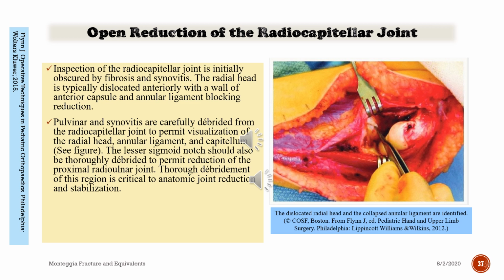Inspection of the radiocapitellar joint is initially obscured by fibrosis and synovitis. The radial head is typically dislocated anteriorly with a wall of anterior capsule and annular ligament blocking reduction. Pulvinar and synovitis are carefully debrided from the radiocapitellar joint to permit visualization of the radial head, annular ligament, and capitellum, see figure. The lesser sigmoid notch should also be thoroughly debrided to permit reduction of the proximal radioulnar joint. Thorough debridement of this region is critical to anatomic joint reduction and stabilization.